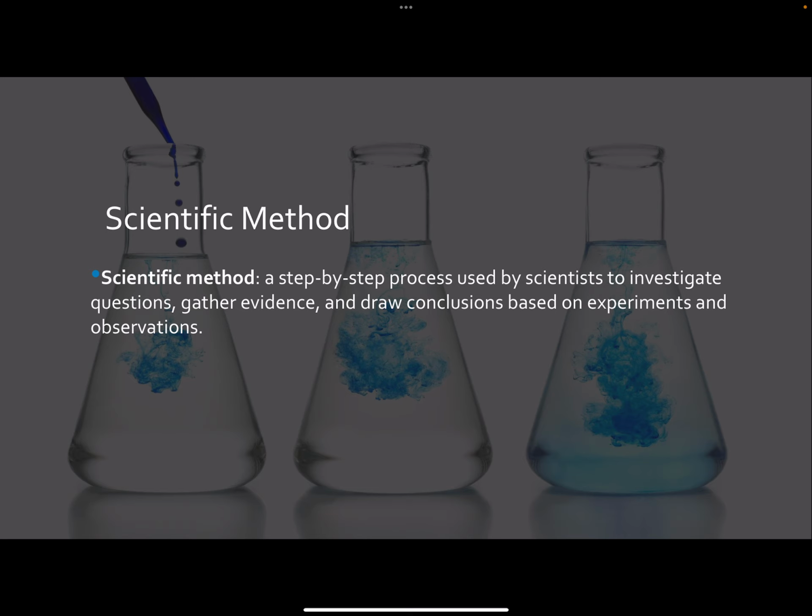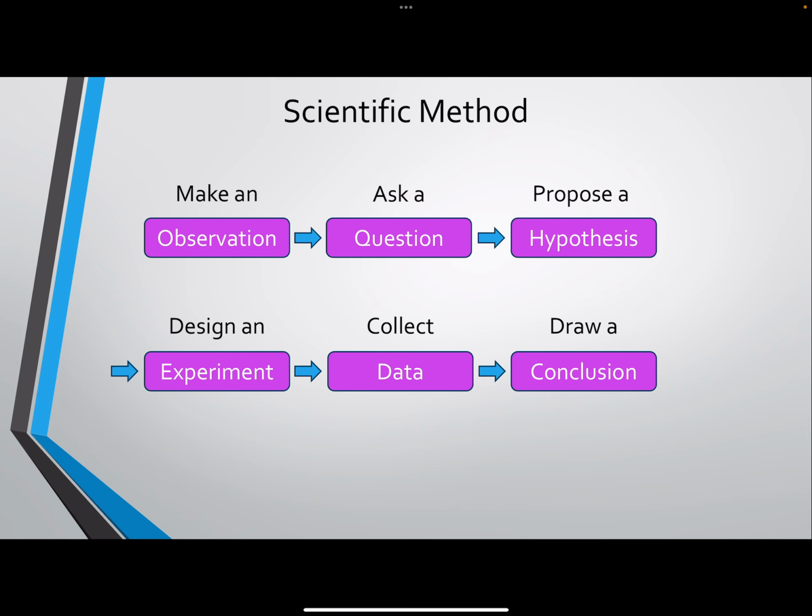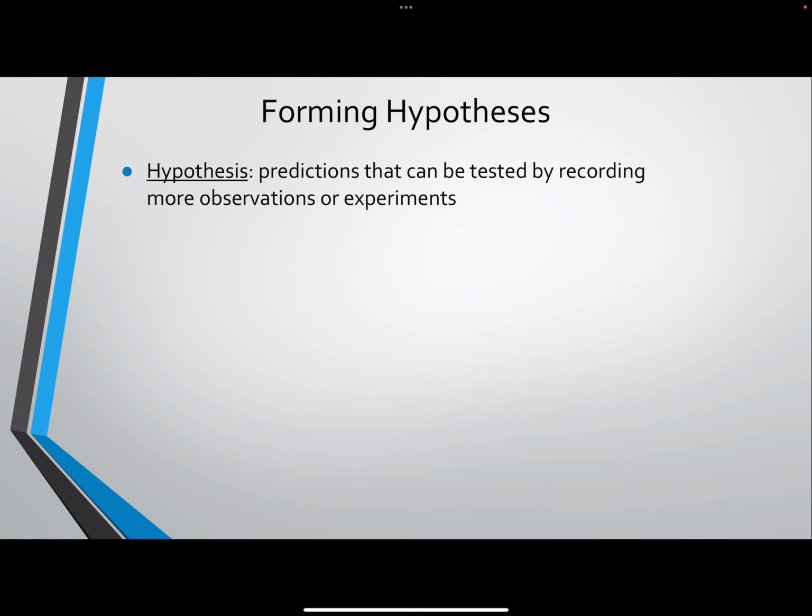So, for the review of biology, the scientific method, everyone knows, is a step-by-step process used by scientists to investigate questions, gather evidence, and draw conclusions based on experiments and observations. Right here's the scientific method. Make an observation, ask a question, propose a hypothesis, design an experiment, collect data, and draw a conclusion. To form a hypothesis.